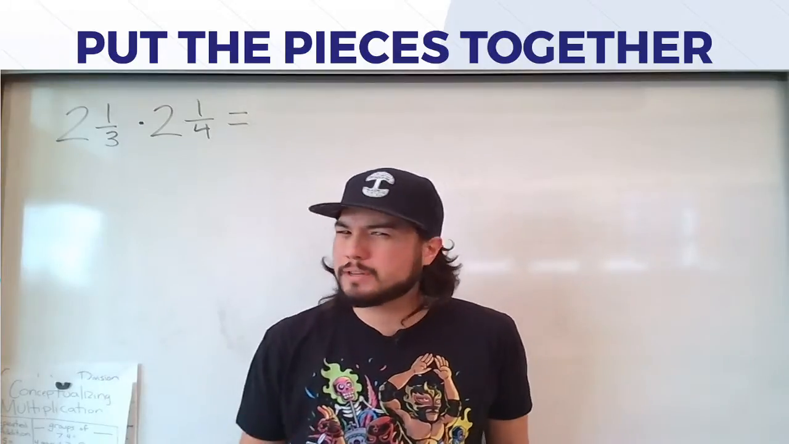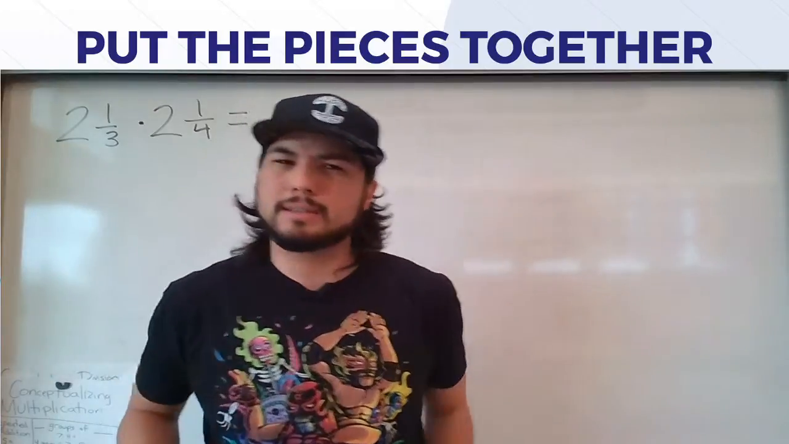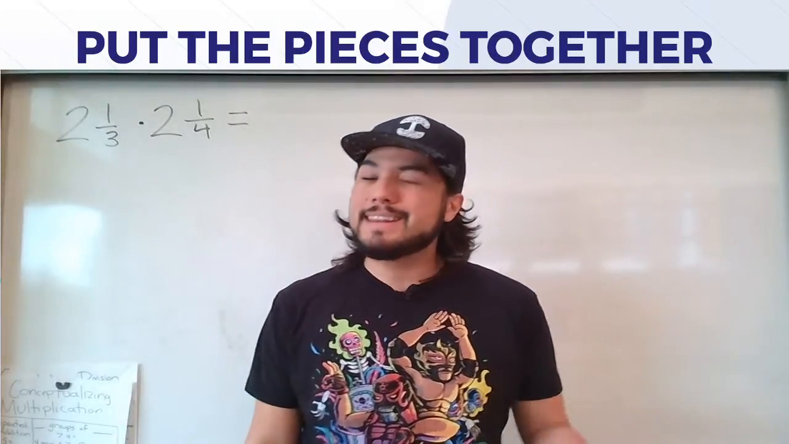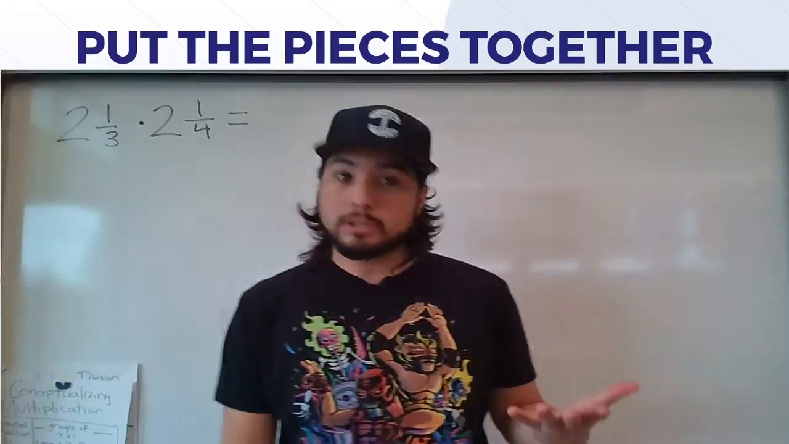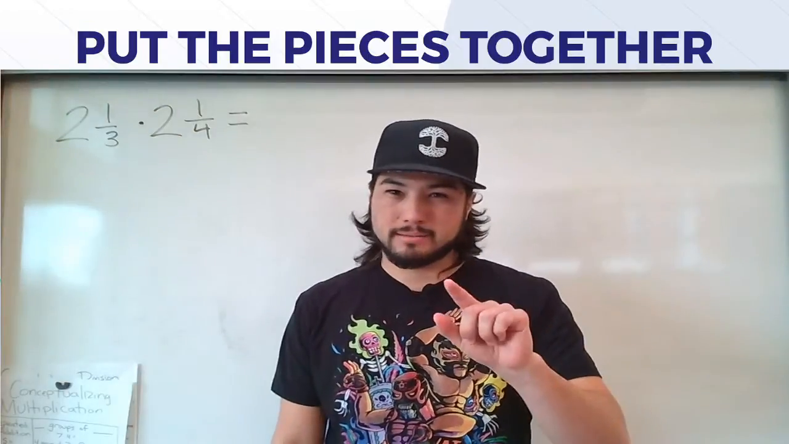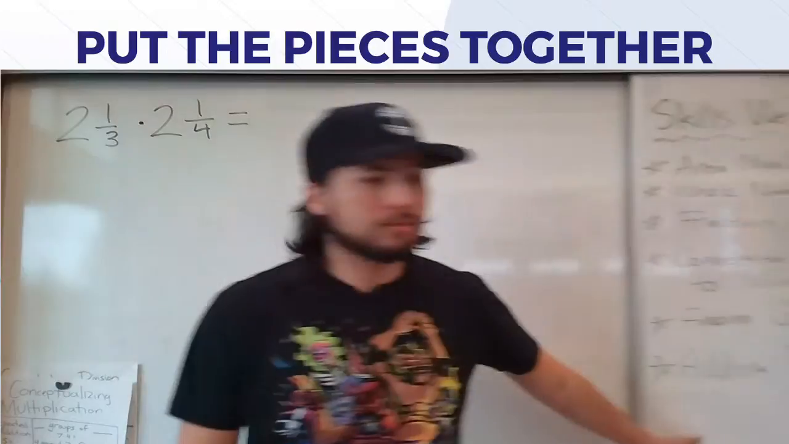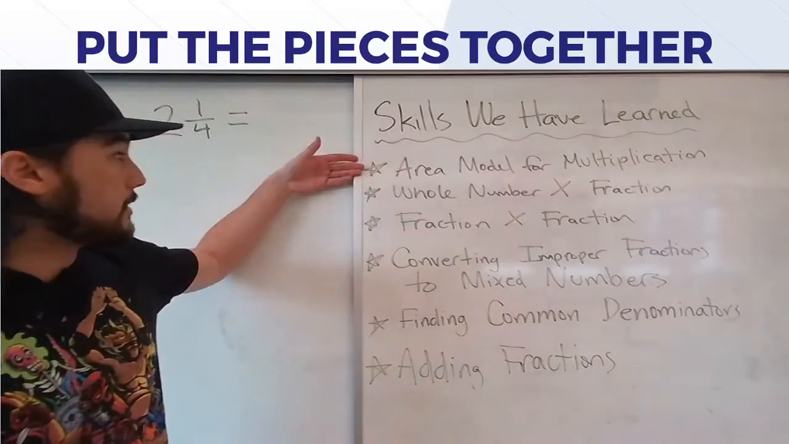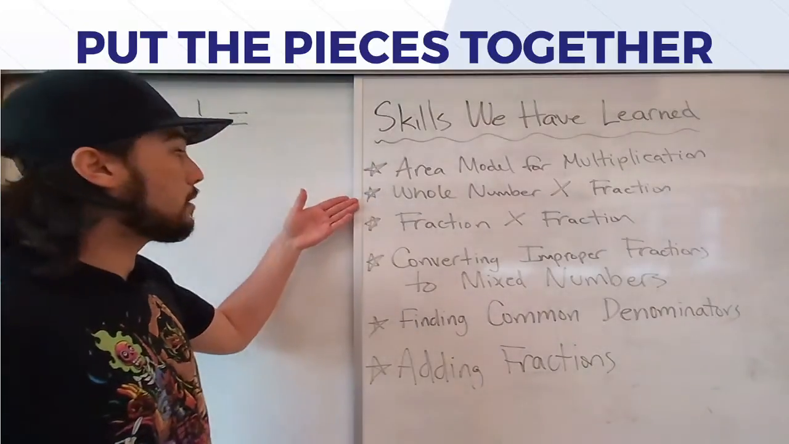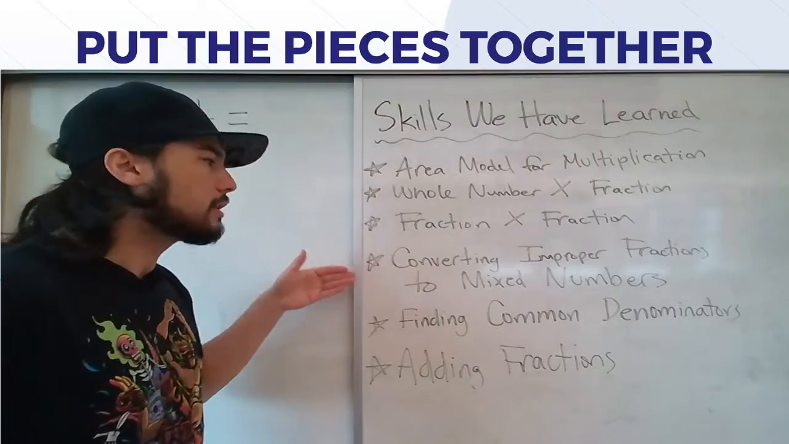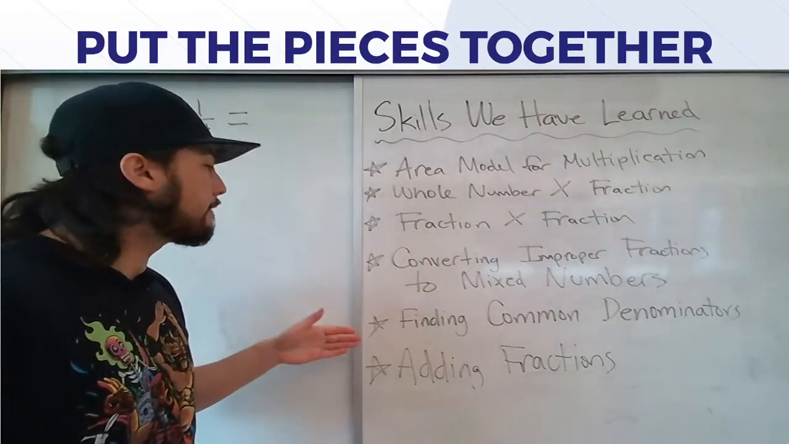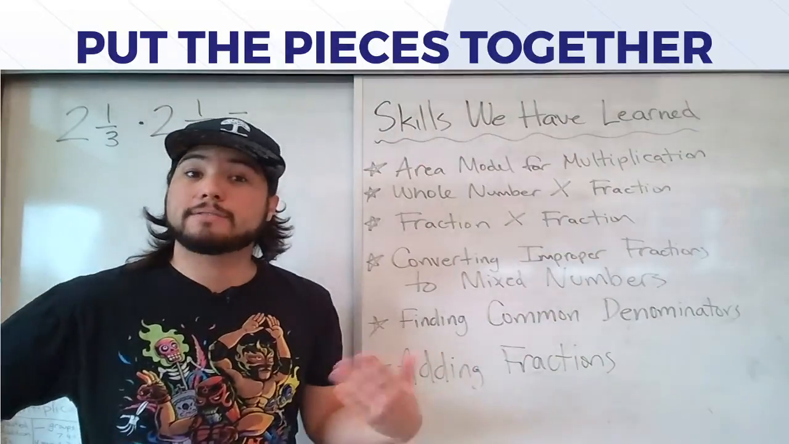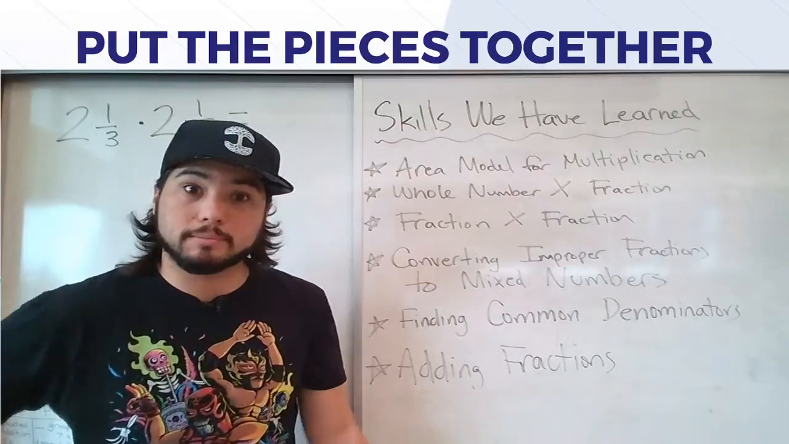And that's kind of what we've done here with multiplying fractions. Mixed number multiplication is kind of our final boss because we've got a lot of skills that we need in order to multiply two mixed numbers. But we've learned all those skills. In fact, I wrote them all down just to show us how far we've come. We've got using area model for multiplication, whole number times fraction, fraction times fraction, converting improper fractions to mixed numbers, finding common denominators, adding fractions. All of these things we have to do in order to multiply two mixed numbers.